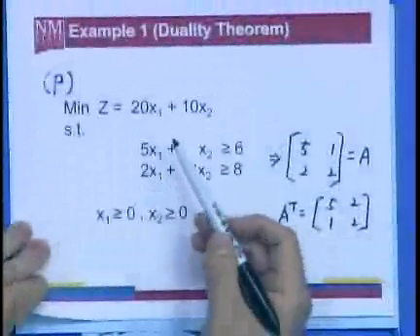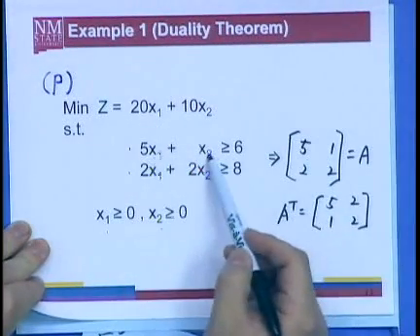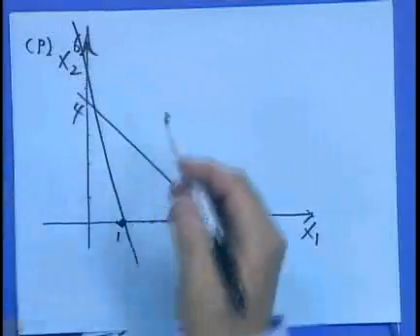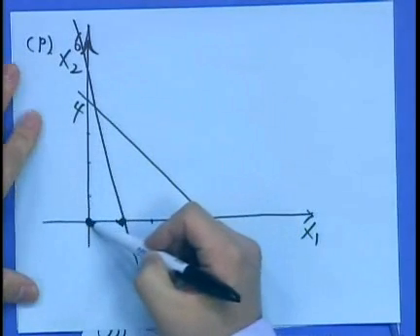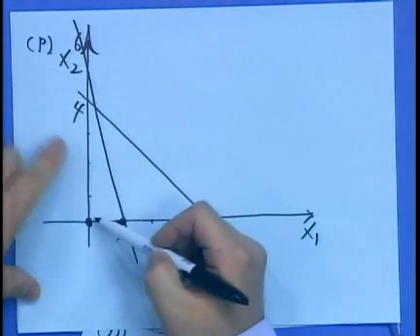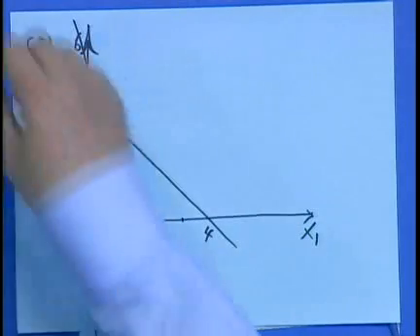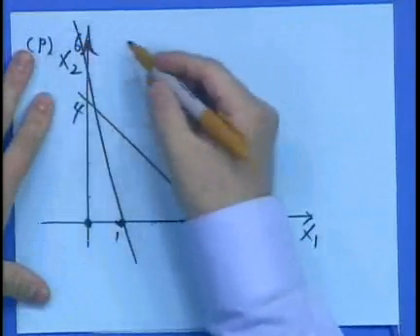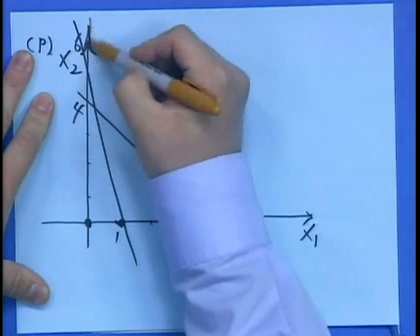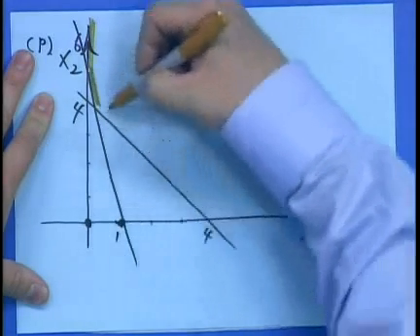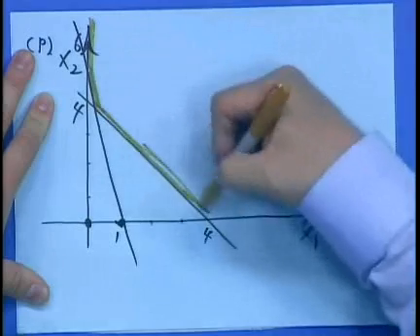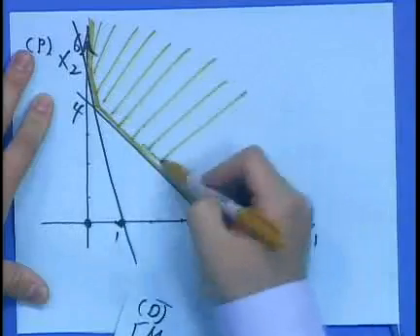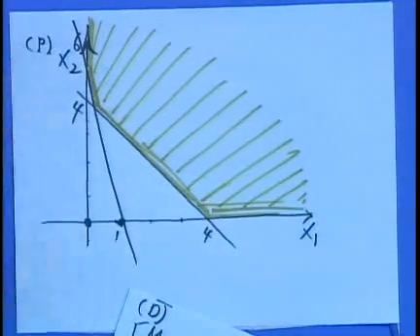And because the origin 0, 0 does not satisfy both constraints, right? So we may conclude that the origin is not one of the feasible points, right? So the feasible region would be the points above the line and the line itself, right? The feasible region would be something like this, right? These are the feasible region. Is that right?